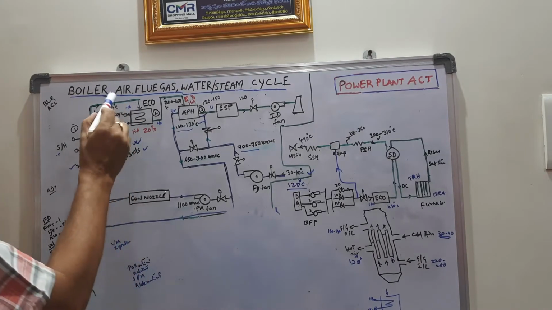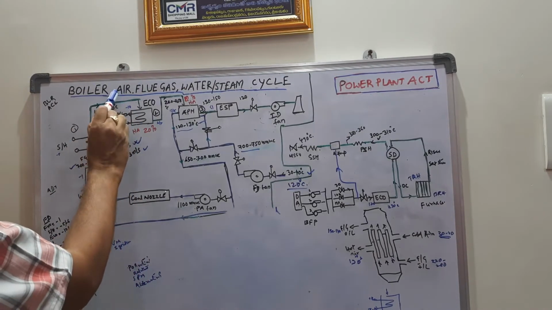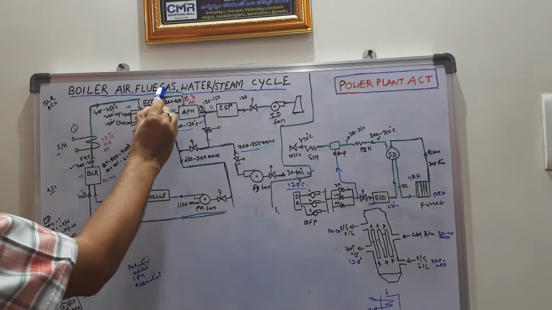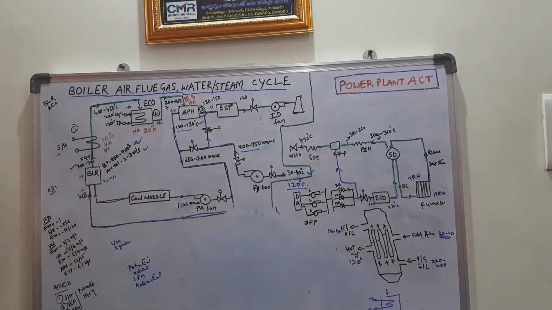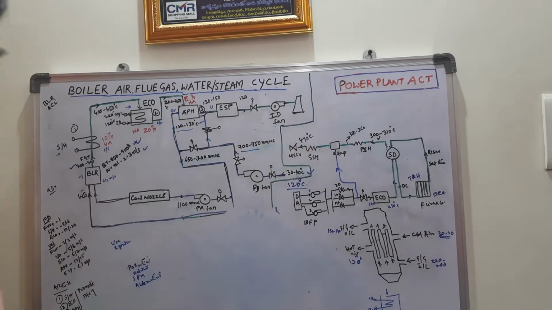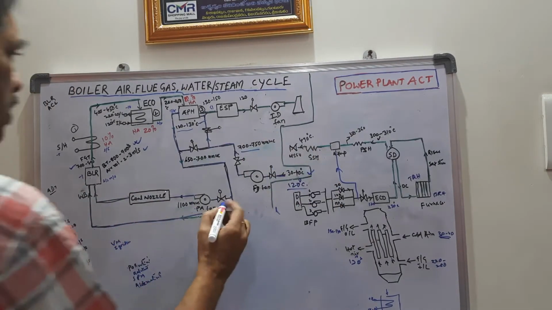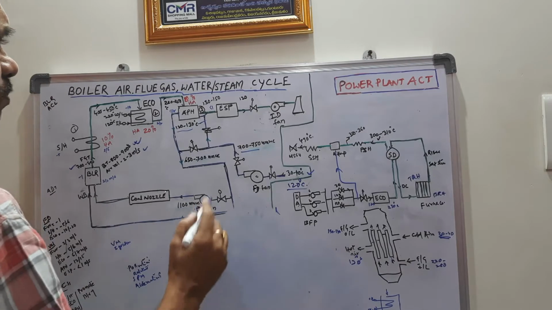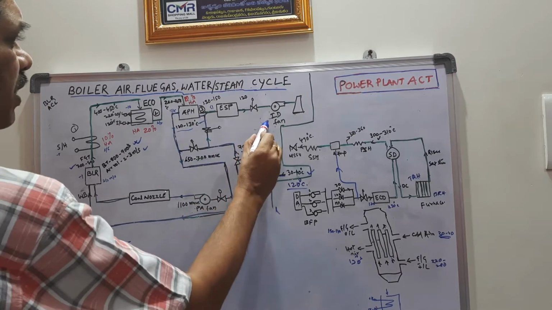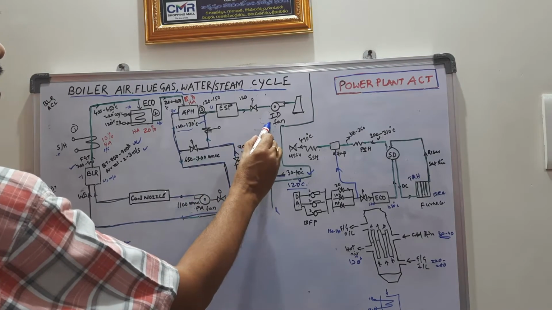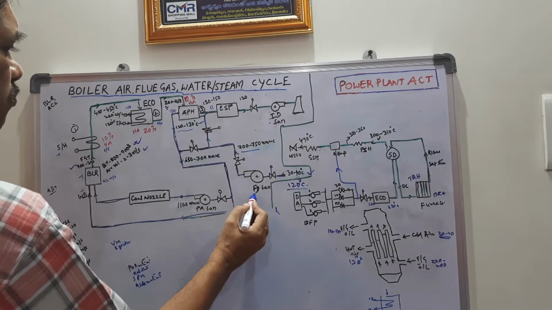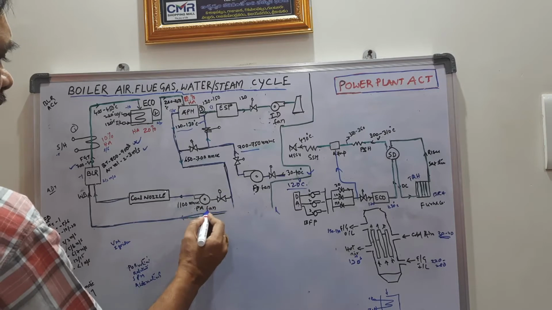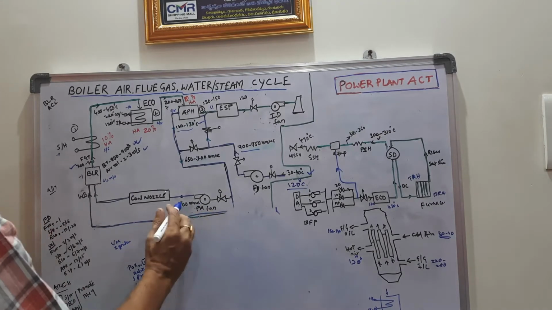So I will explain the circuit of air flue gas water steam cycle, how it is going to be functioning in FBC boiler. Okay, first of all, there are three fans provided. One is ID fan, which is called induced draft fan, second is FD fan, that is forced draft fan, and third one is PF fan, that is primary air fan.